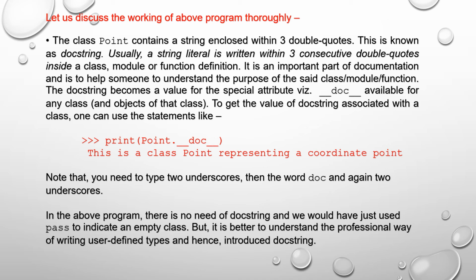So note that you need to type 2 underscores, then the word doc, and again 2 underscores. In the above program, there is no need of a docstring, and we could have just used pass to indicate an empty class, but it is better to understand the professional way of writing user defined types, and hence we are introducing docstrings.